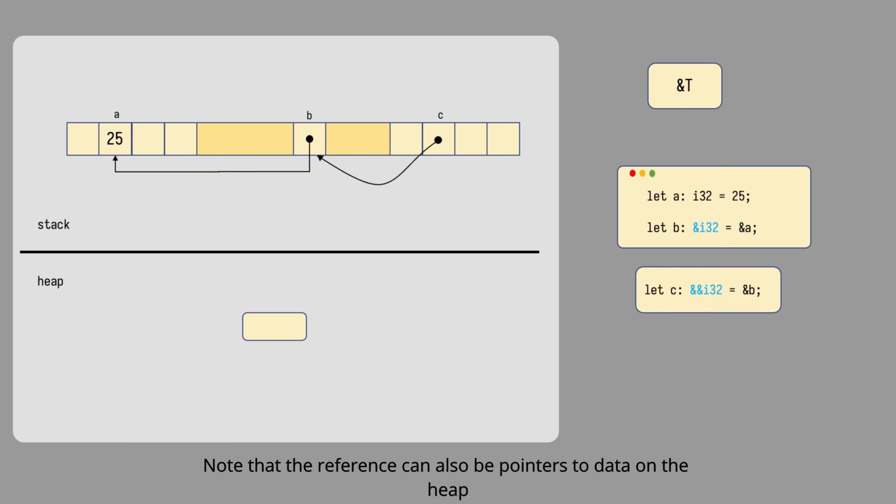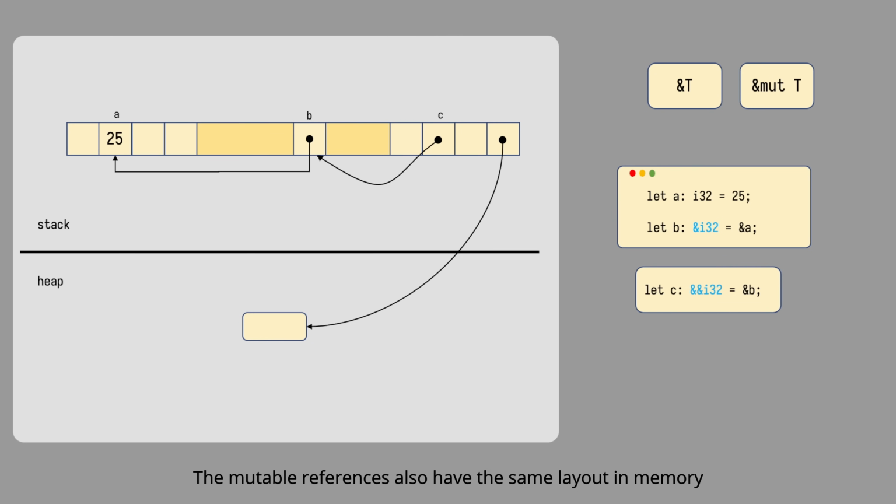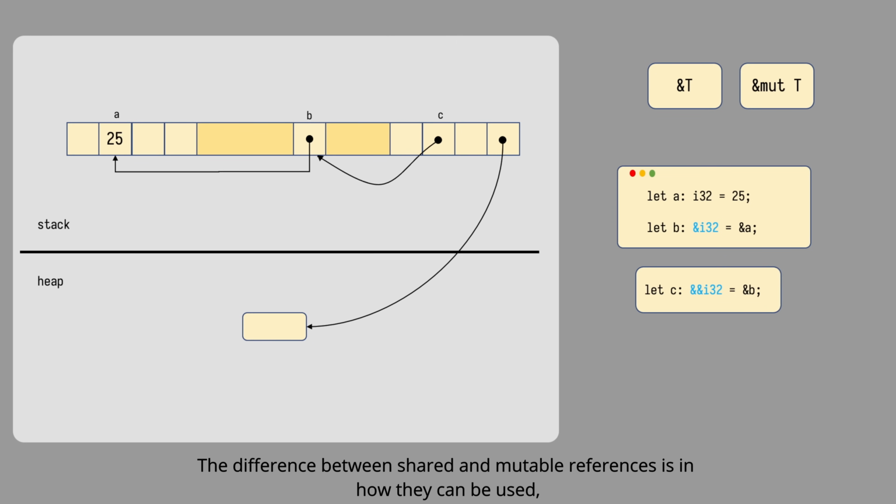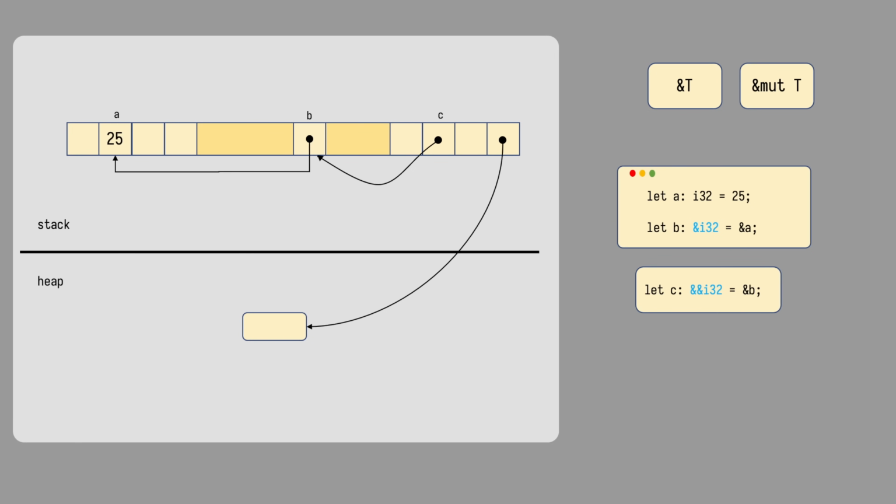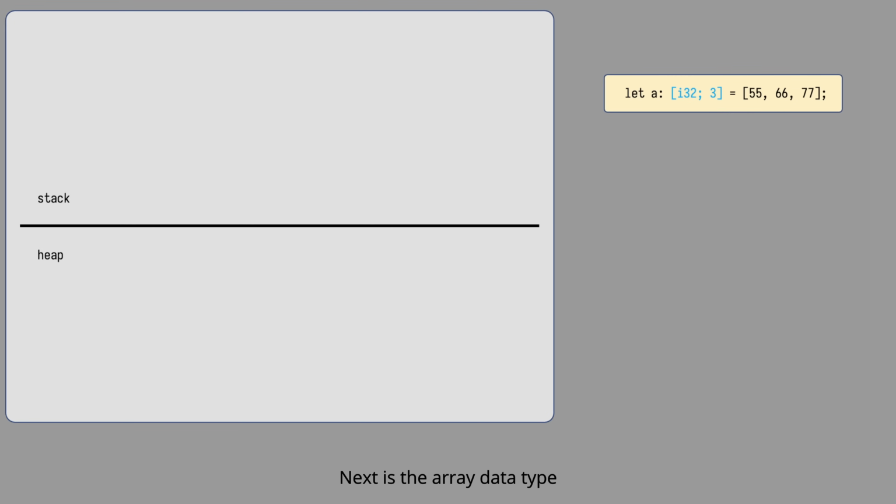Note that references can also be pointers to data on the heap. The mutable references also have the same layout in memory. The difference between shared and mutable references is in how they can be used, and the additional restrictions the compiler enforces on mutable references. Next is the array data type.